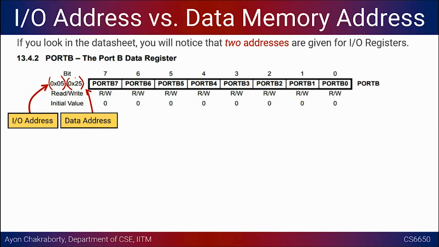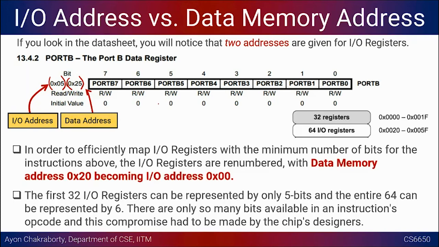If you remember, we were using byte star address equal to hexadecimal 25, which was used from the program memory, the data address, right? Whereas the assembly language program, that operand and opcode, cannot understand this address of 25 to manipulate this particular register. There is a reason why it is done. In order to efficiently map the input output registers with a minimum number of bits for the instructions, the IO registers are renumbered with data memory address 0x20 becoming the IO address 00.